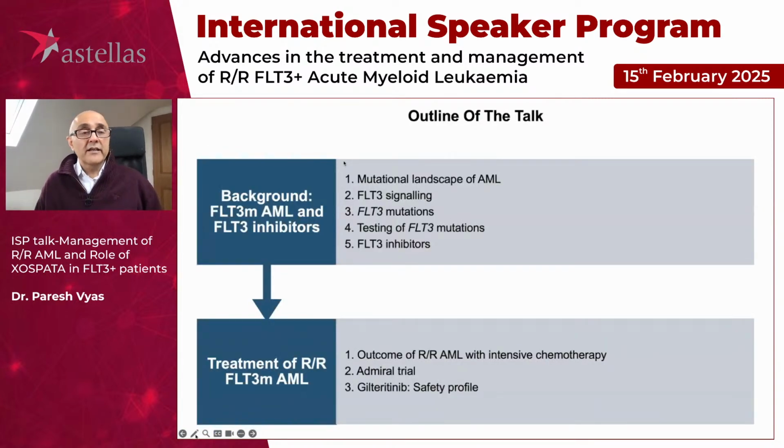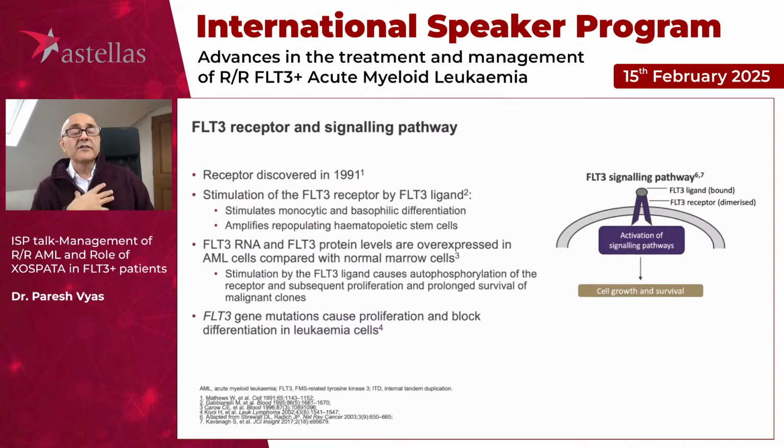If we now move on, the outline of the talk: I'm going to give you some background on FLT3 mutant AML and FLT3 inhibitors, and then the treatment of relapsed refractory FLT3 mutant AML. Let's start by first reviewing the mutational landscape of AML. In a talk that I gave yesterday with the Bengal Society of Hematology, the organizer pointed out that many years ago, when Martin Tallman came, it was 7+3, one treatment in induction, Ara-C consolidation. Of course, now we have a much better understanding of acute myeloid leukemia, particularly the genetics, and one mutation stands out, and that's the FLT3 mutation.